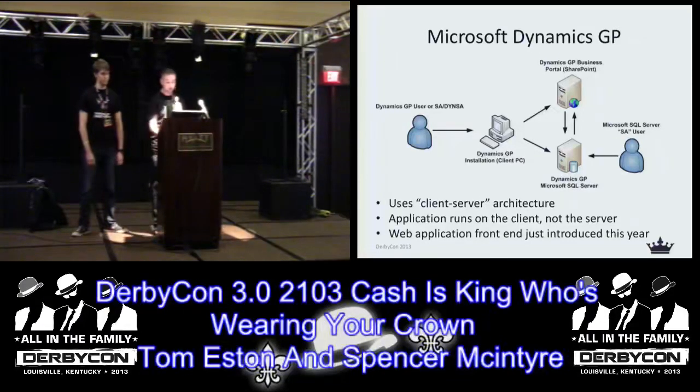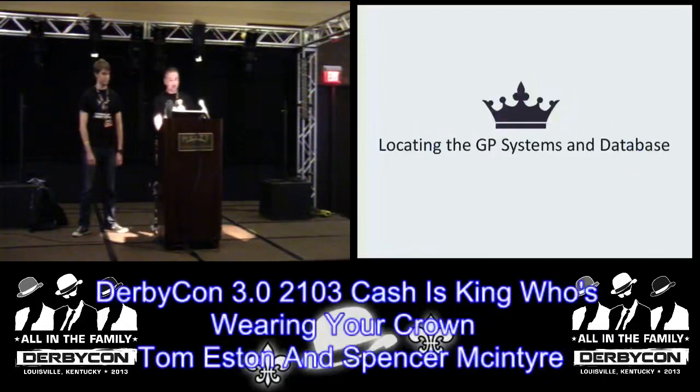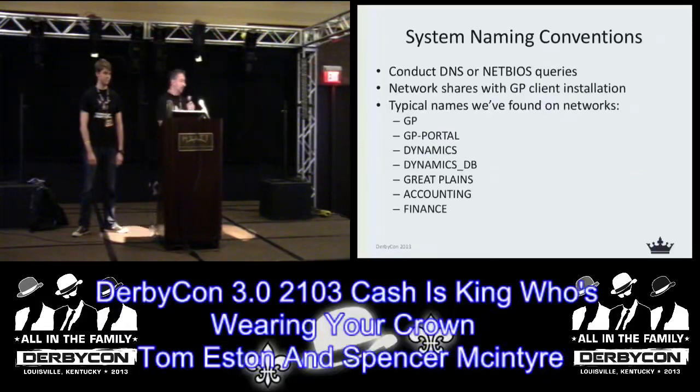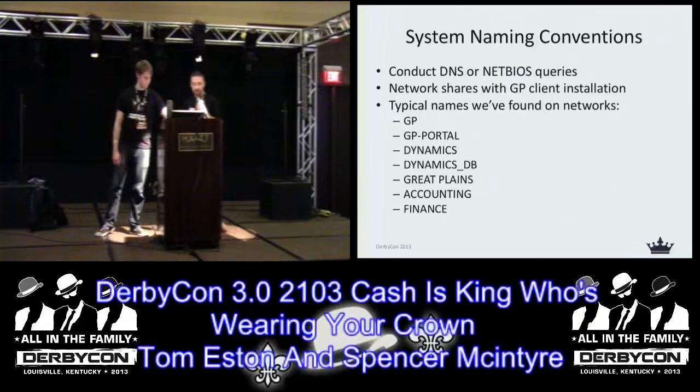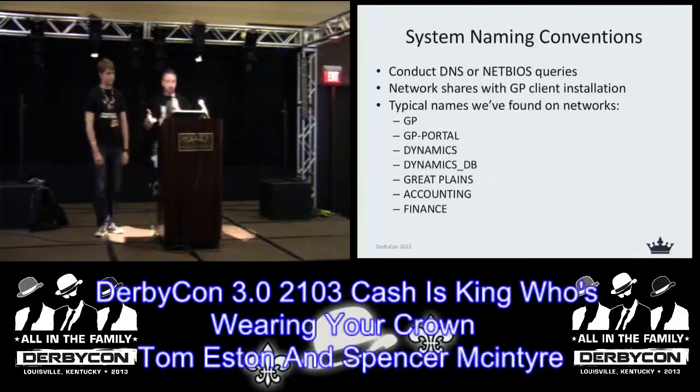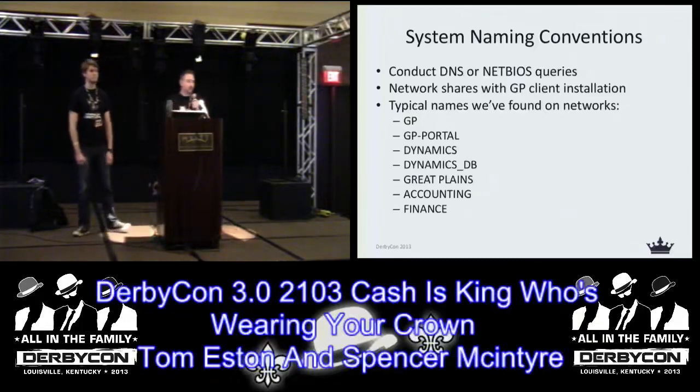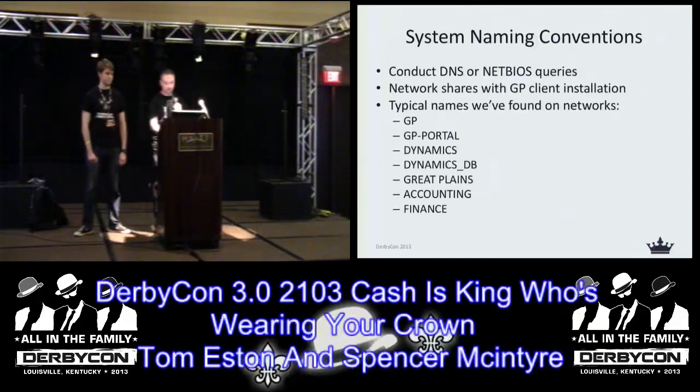So as an attacker, the first thing I'm going to do is try to locate the GP systems and the database. Typically on a pen test, we're going to look for those types of systems, the accounting systems specifically. They can be named GP. We've seen Great Plains, or things named accounting or finance. Very simple to find.